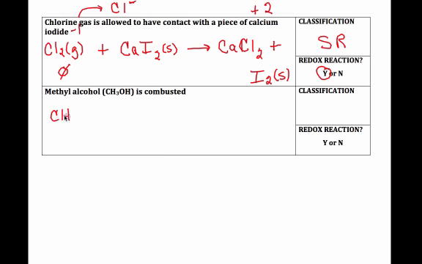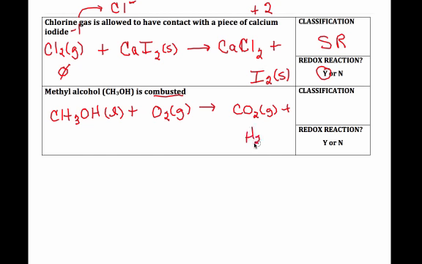Methyl alcohol, also called methanol, is combusted. That's a liquid. The problem doesn't tell you that. It's not expected you know that. We should have said that for you. In the test we will. Oxygen gas, combusted means combined with oxygen. I'm going to get CO2 gas plus H2O gas. It's a combustion. All combustions are redox.